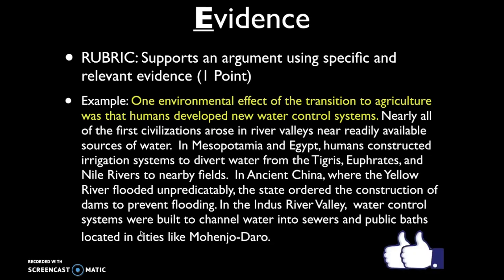And so this most likely would qualify for that second point. So do you see how I'm also following the rule of 3? In this sentence here, I'm talking about irrigation systems. In this second sentence, I'm talking about the dams that were built by the Chinese. And in the third sentence, I'm talking about sewers and public baths. I'm also using evidence from 3 different locations. And all of this would earn you that second supporting evidence point.